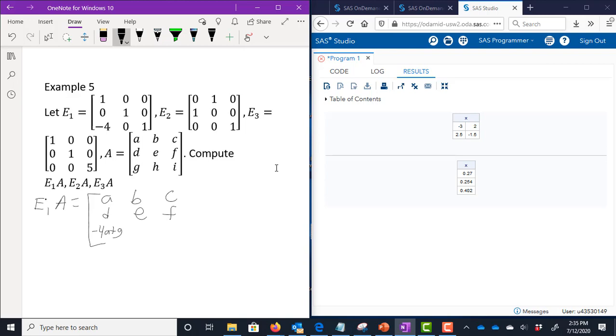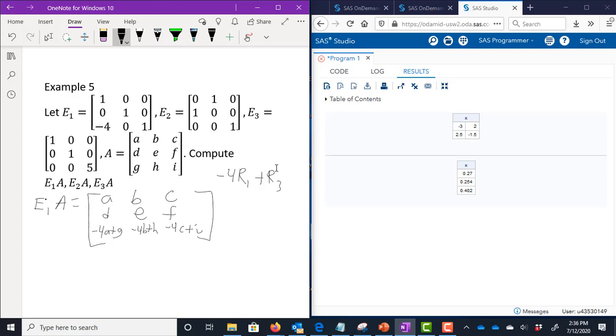This row times this column gives us -4B plus H. And this row times this column gives us negative 4c plus I, which, essentially speaking, is the same thing as the elementary row operation of taking negative 4 times the first row and adding it to the third row.